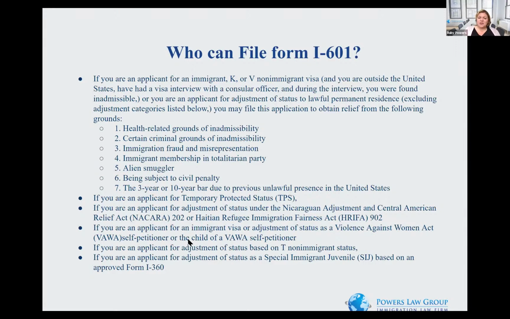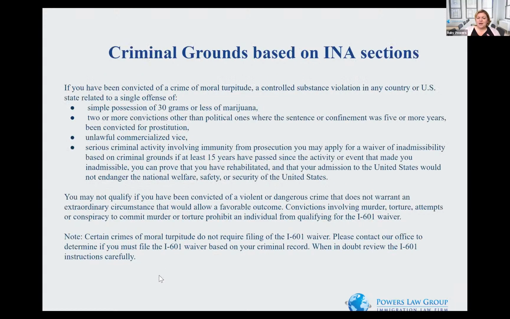You can also submit these if you have TPS or NACARA, VAWA, SIJ. There's lots of other scenarios that you can submit waivers for. And the I-601, which I need to clarify, is used for lots of different inadmissibilities. So it can be confusing, even for immigration attorneys. It lists a whole bunch of inadmissibilities, and depending on that inadmissibility, it changes the standard that you have to prove and who the qualifying relative would be.